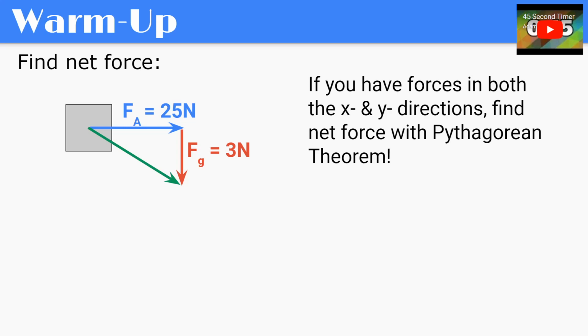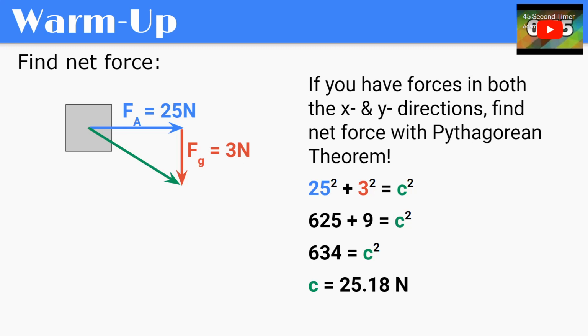Okay, a squared plus b squared equals c squared. It doesn't really matter which one's a or b, those are just the legs of the triangle. So I did 25 and then 3, but if you did it the other way, you're going to get the same answer. 25 squared plus 3 squared equals c squared. That's 625 plus 9 equals c squared. Okay, that's 634. Again, that's not my answer. That is c squared. So to find the answer, we need to take the square root of both sides. The square root of 634 is 25.18 newtons. Okay, that would be the magnitude of my net force.